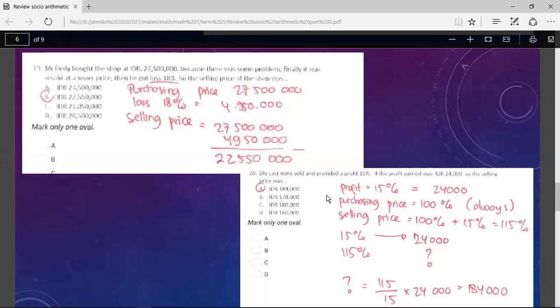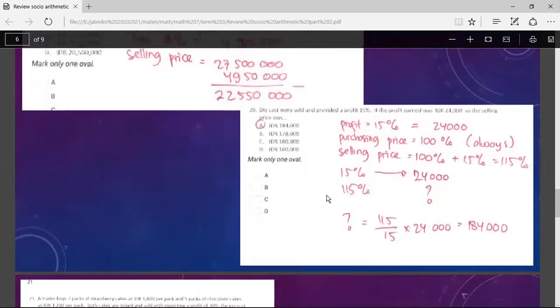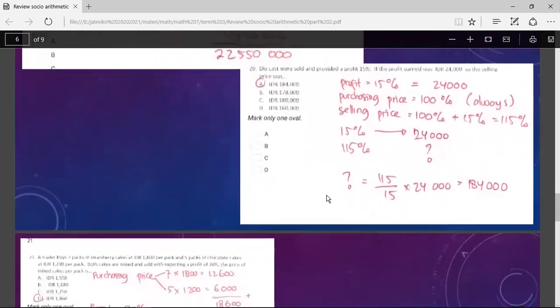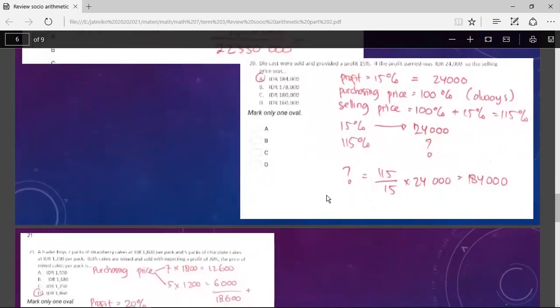Okay, we move to number 20. Here we have some souvenirs. They are sold and provide a profit of 15%. So I can write it here, profit 15%. That is equal to 24,000. And then they're asking about the selling price.